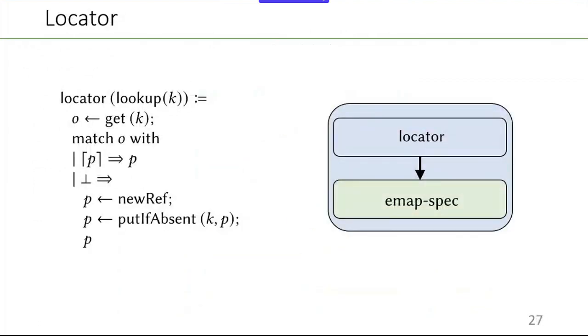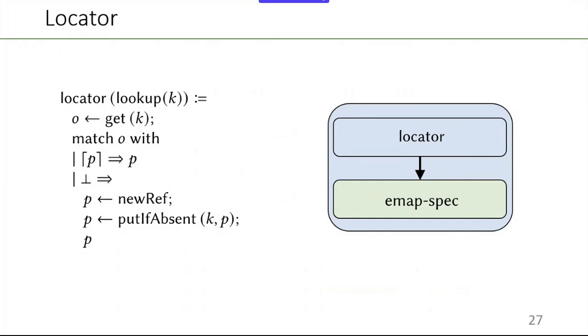Before that, I want to look inside the locator. Locator was the object that we horizontally composed on the left-hand side. So the locator is, of course, an object that itself is implemented on top of a map, a concurrent map. And you remember the job of the locator. The job of the locator was to quickly map keys to references. And the implementation is shown here.